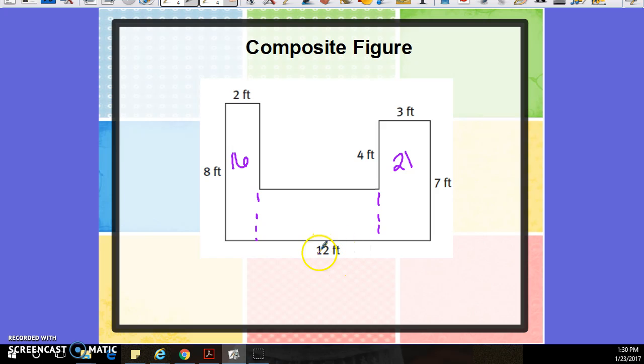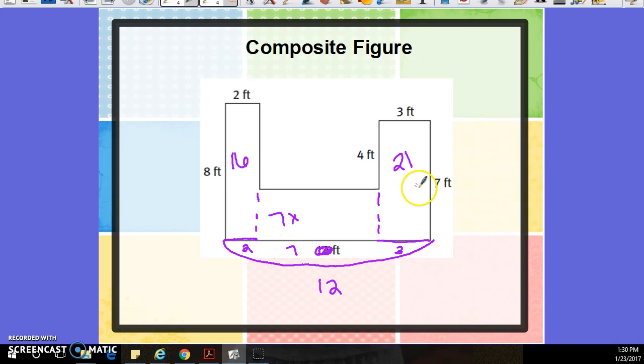16. Now this one is where it gets tricky. So from here to here, it is 12 feet. But from here to here, it's 2. And from here to here, it is 3. So how much space is it right here, Dawson? 7. Because we add the 2 and the 3, that's 5, and subtract it from the 12 to get this right here, which is 7.